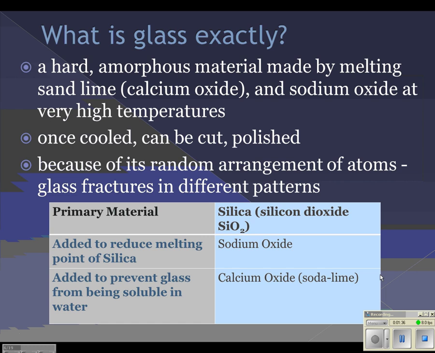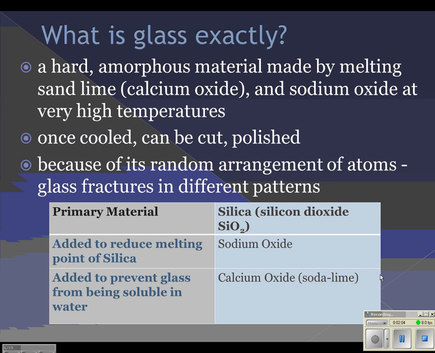And glass is actually an amorphous material, which is hard. Amorphous meaning that it has a random arrangement of atoms made by melting sand, lime, which is calcium oxide, and sodium oxide at very high temperatures. Once it's cooled, then we can cut it, polish it, and make it into the structure that we want to use. Because of the random arrangement of atoms, it fractures in different patterns. So that's one way that we can actually individualize glass.